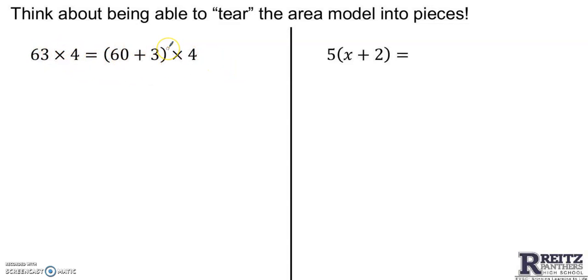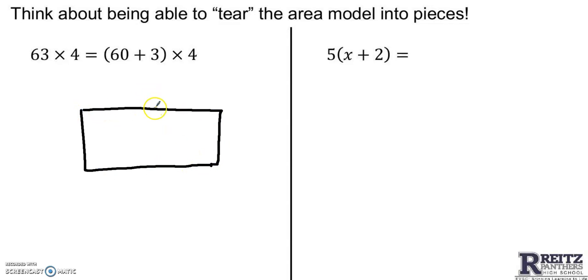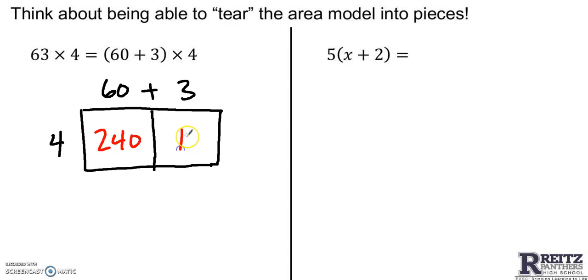63 times 4 is simply 60 plus 3, the whole thing times 4. So if I think about that area model, and I'll draw this one out a little bit more quickly this time, I could think about multiplying 63 times 4 by putting the 4 here and calling the top here 60 plus 3. And then we said, okay, well, that means 60 times 4 was 240. Still means that 3 times 4 was 12.